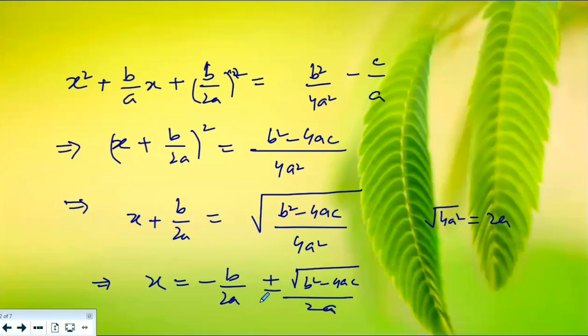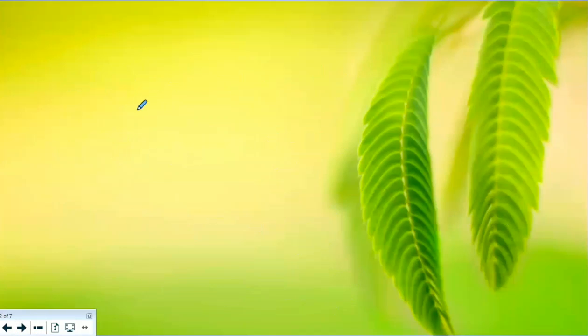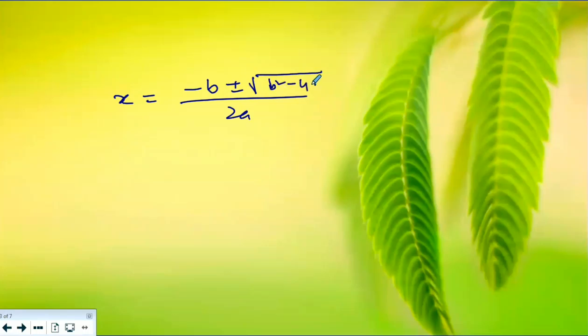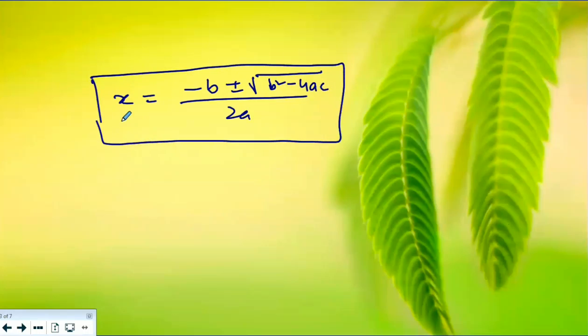Now we have two fractions and we take the LCM. The denominators are the same. So here we have x equals, 2a is the LCM, and we have minus b plus minus the square root of b square minus 4ac. So this is called the quadratic formula.